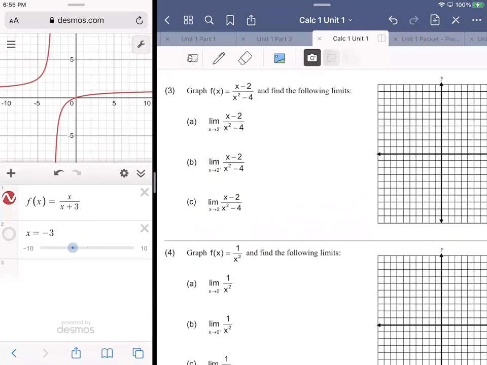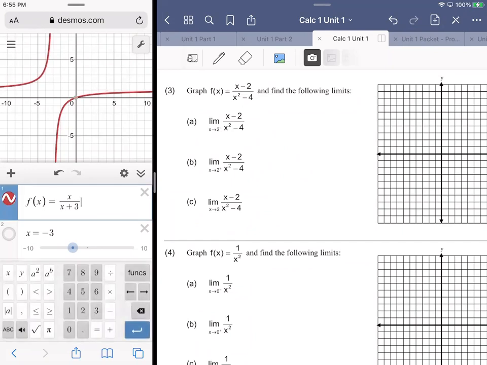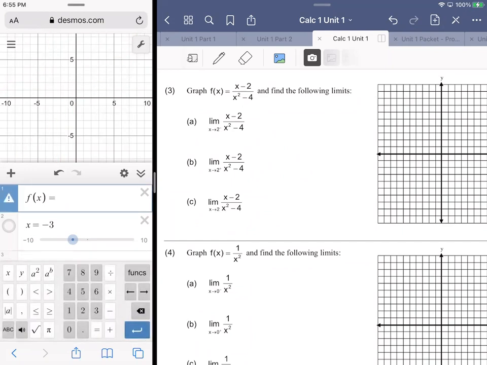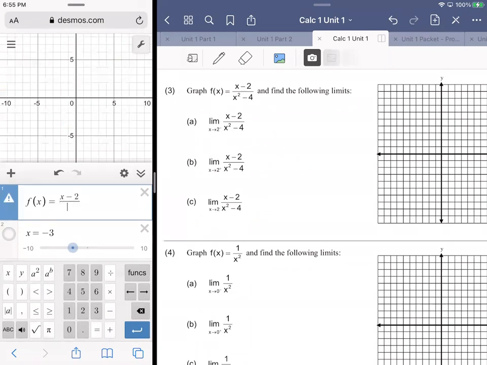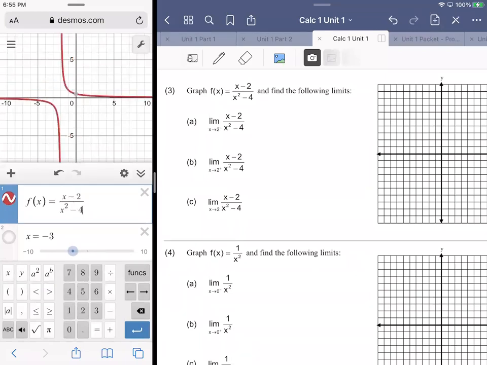All right. The next problem is like infinitely more difficult. No, it's really not that bad, but it can be a source of concern because there's an element of it that can be a little tricky. All right, so you have x minus 2 over x squared minus 4. So it looks like all the other graphs.